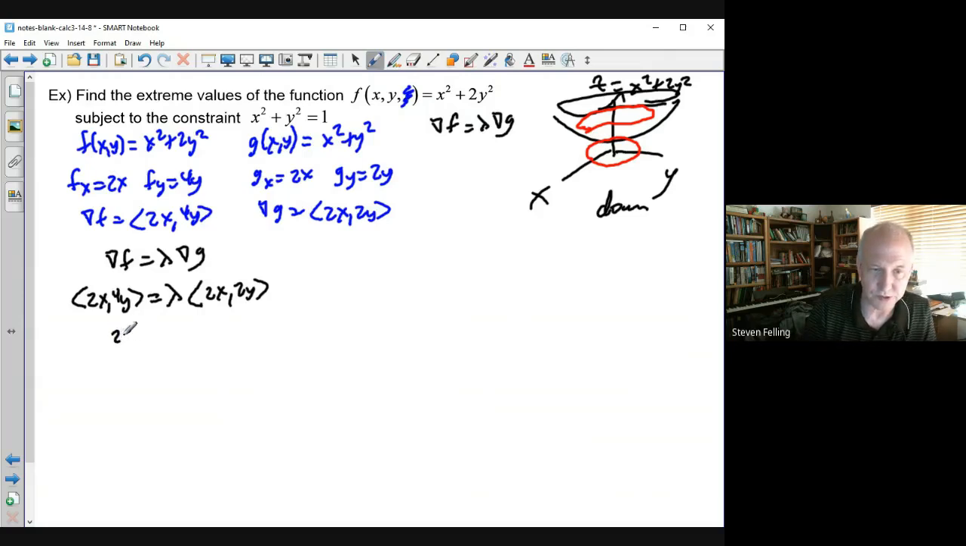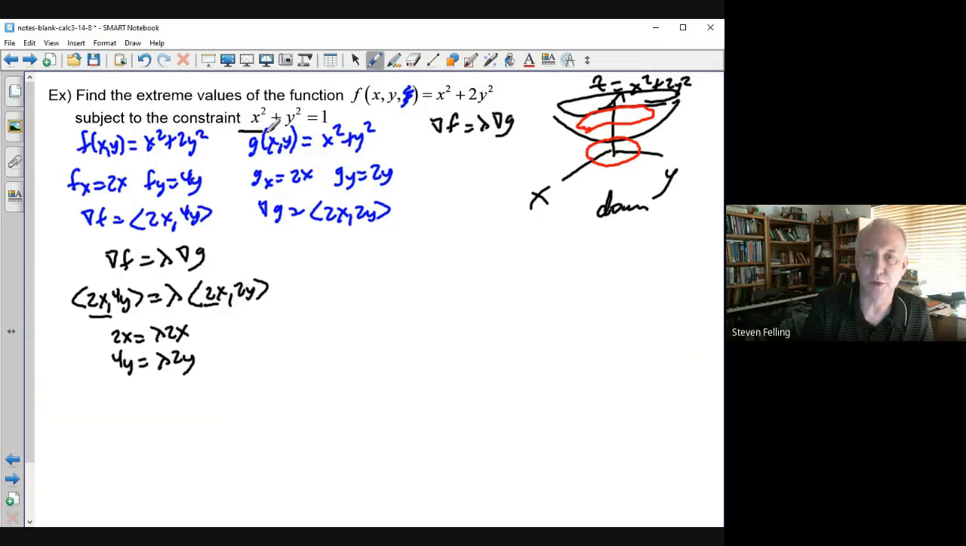This first one is going to say 2x has to equal lambda times 2x. That's matching the x's. And then we also have that 4y has to equal lambda times 2y. That's a system. Unfortunately, we have three unknowns, x, y, and lambda. So we need a third equation to come up with a solution.